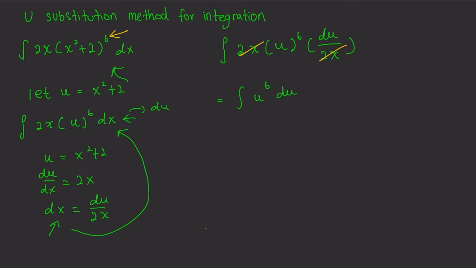Now we can integrate this simply. So u to the power of 6 gives u to the power of 7 divided by 7 plus c. So we take the original u, which was x squared plus 2, to the power of 7, divided by 7 plus c. So this is how you solve using the U substitution method.